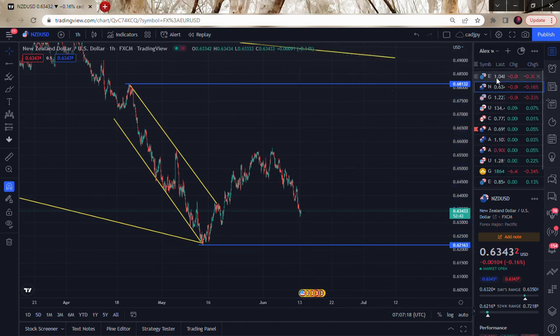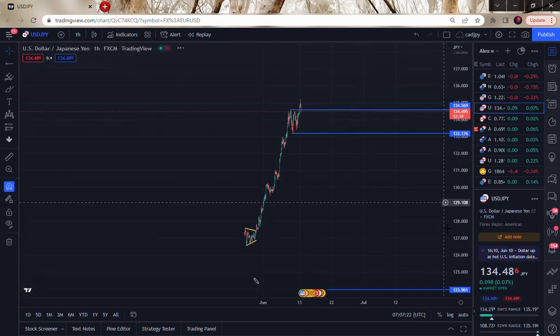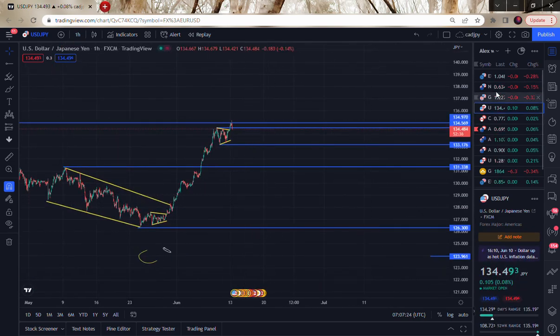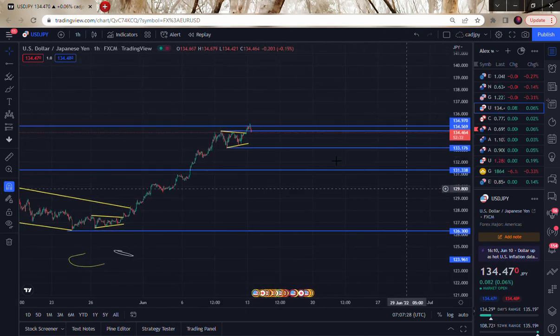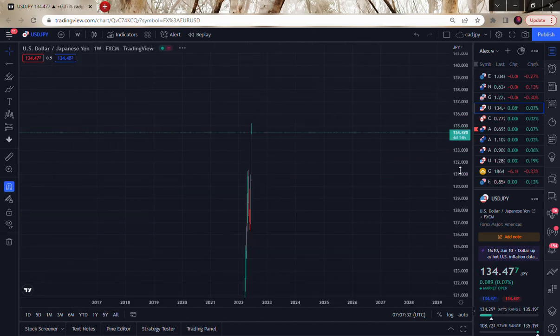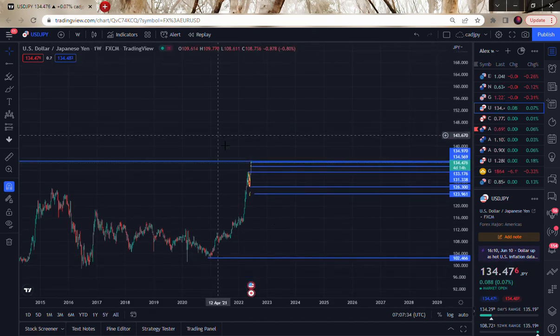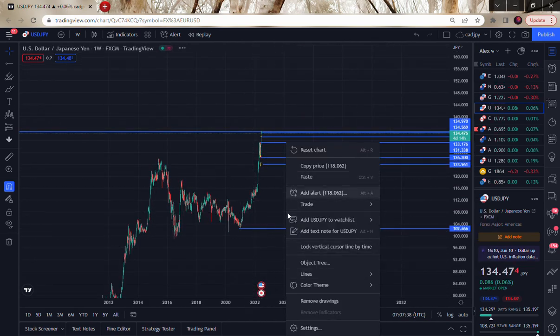Still the same thing as Euro USD. I won't even go to GBP USD because GBP USD also has the same as New Zealand USD. So USD JPY here, this is quite an interesting one. If I could just start on the weekly of USD JPY, let me remove everything.